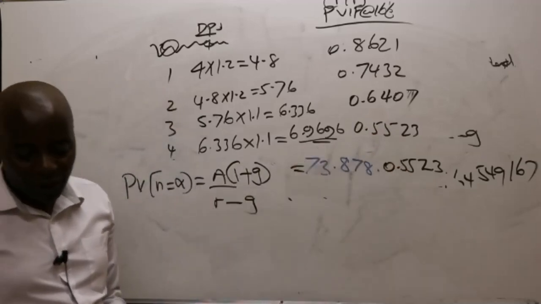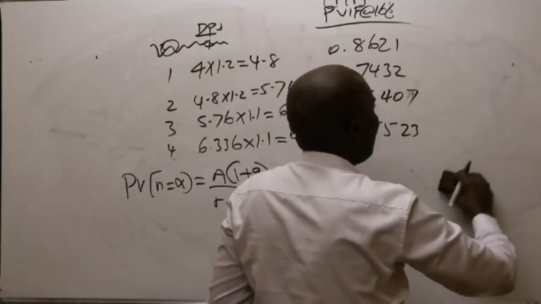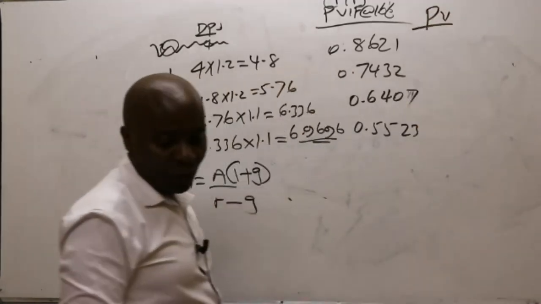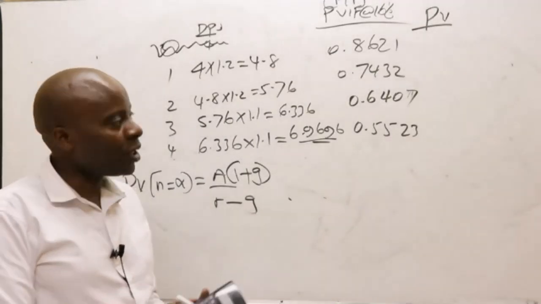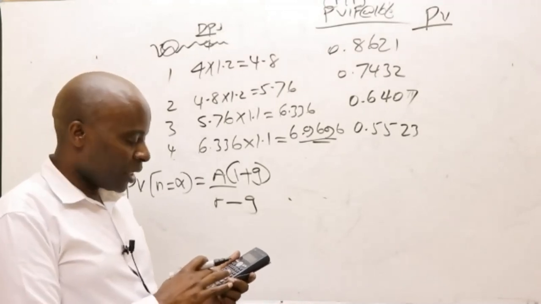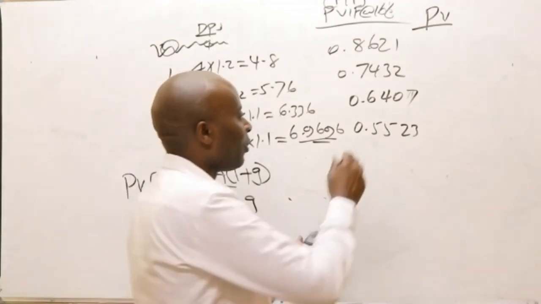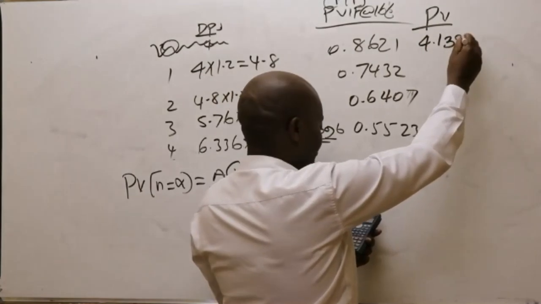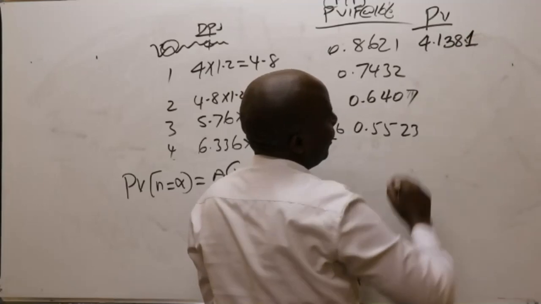So then create a column here for present values. Simply go there and do your multiplications. So we have 4.8 times 0.8621, which gives us 4.13808. If you want to put more decimal places you can, but let us restrict ourselves here to 4 decimal places.